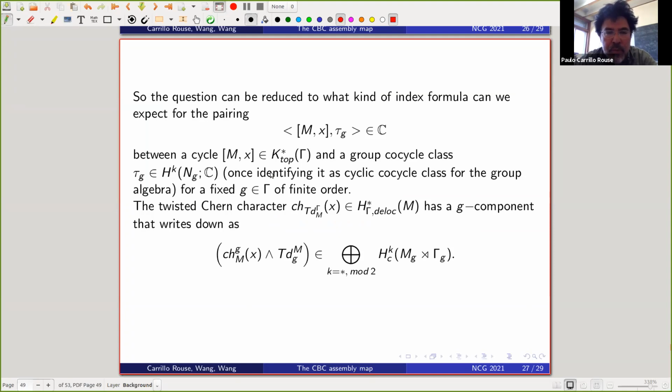And we can pair with cyclic periodic homology. But even if now you have a group cocycle, and suppose you can identify it already as a cyclic cocycle, what is the formula we get? And in fact, the formula is the following, that we will hopefully announce very soon. I always say that in talks, but it puts some pressure on my collaborators.